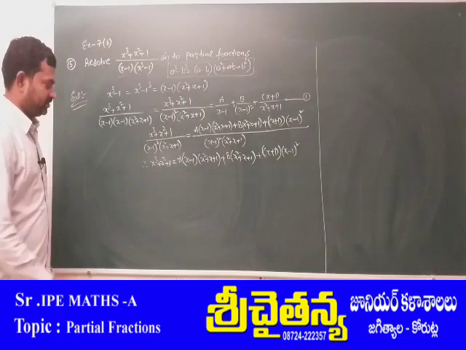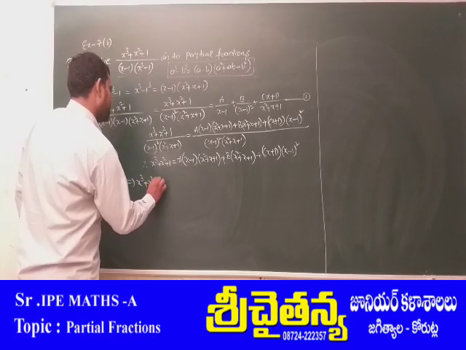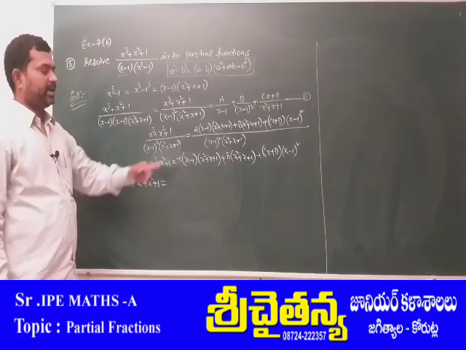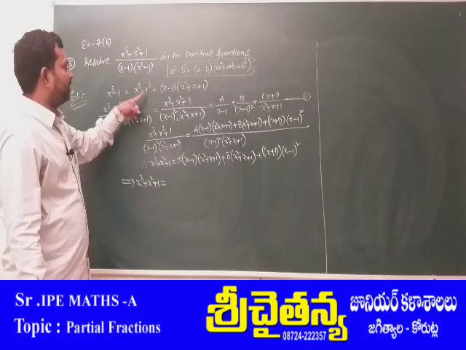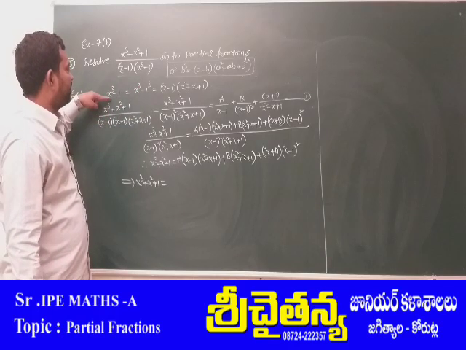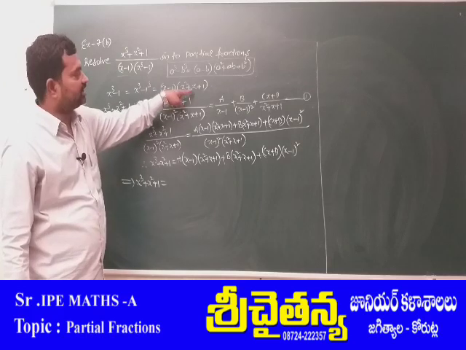Now simplify this equation. That implies x cube plus x square plus 1 equals a times x minus 1 into x square plus x plus 1. Just observe clearly what we wrote in the beginning: x cube minus 1 equals x minus 1 into x square plus x plus 1.